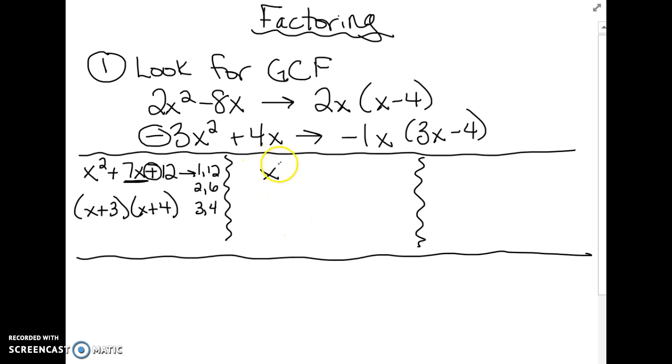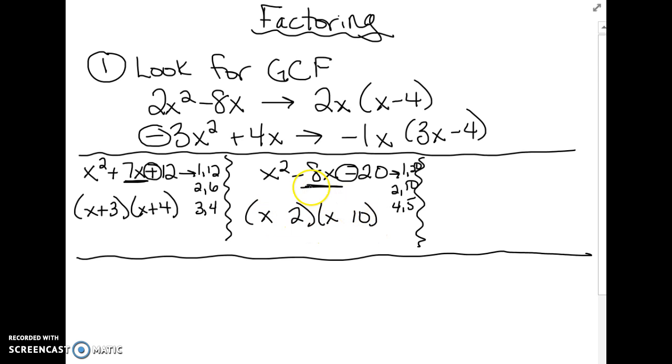And then let's say I have x squared minus 8x minus 20. So my factors of 20. Let's subtract to give me an 8. Well, that's going to be a 2 with a 10. And the only way I can actually get a -8 is if my bigger number's negative.